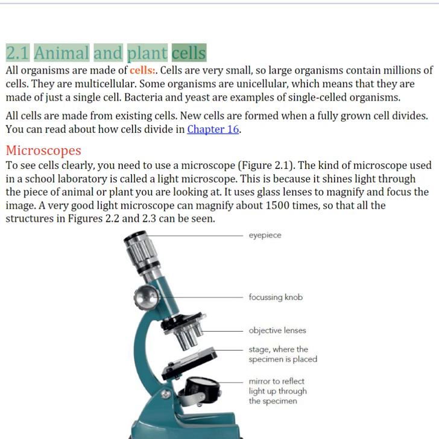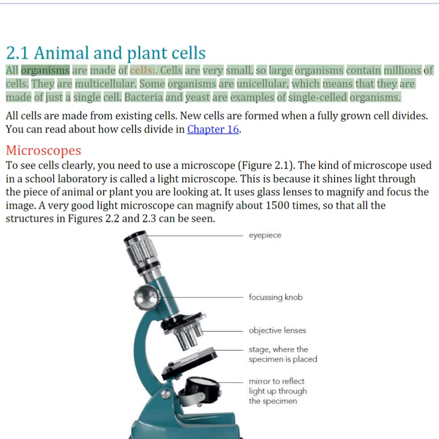2.1 Animal and plant cells. All organisms are made of cells. Cells are very small, so large organisms contain millions of cells. They are multicellular. Some organisms are unicellular, which means that they are made of just a single cell. Bacteria and yeast are examples of single-celled organisms.